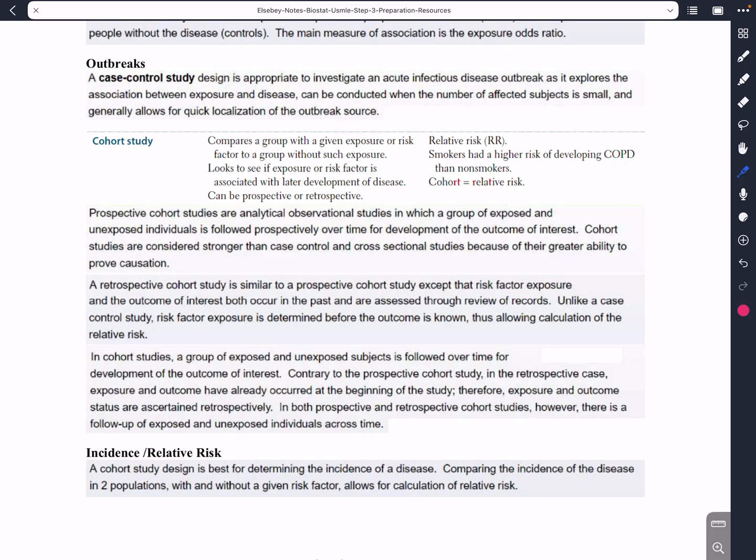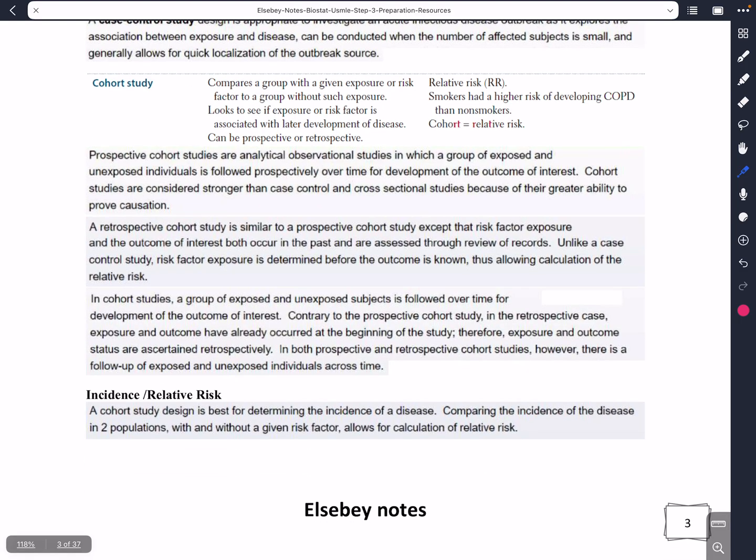Prospective cohort studies are analytical observational studies in which a group of exposed and unexposed individuals is followed prospectively over time for development of the outcome of interest. So cohort studies are considered stronger than case control and cross-sectional because of their greater ability to prove causation. So remember we spoke that cohort study has greater ability to prove causation because it has a control comparison with the control group.